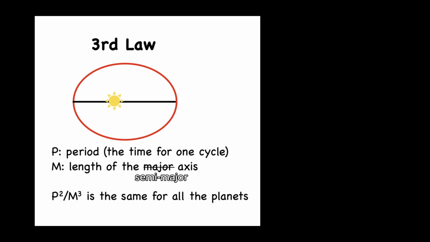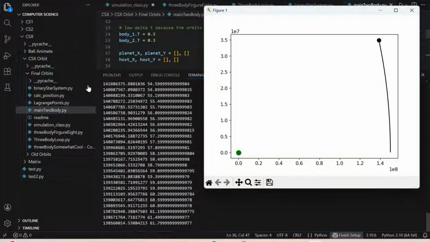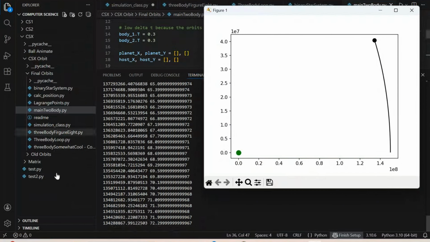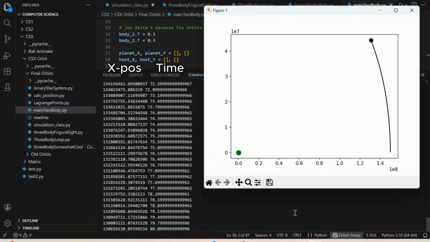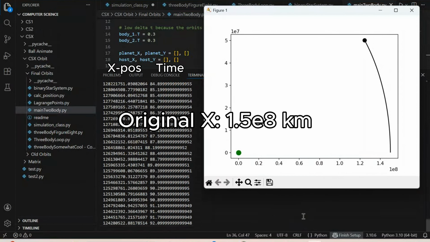Kepler's third law states that the square of a planet's orbital period is proportional to the cube of its semi-major axis. To prove our simulation follows this law, we continuously printed the change in time and x position of the planet, and found the time it takes for the planet to return to its original x position.